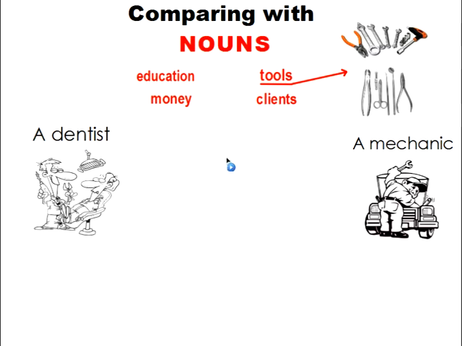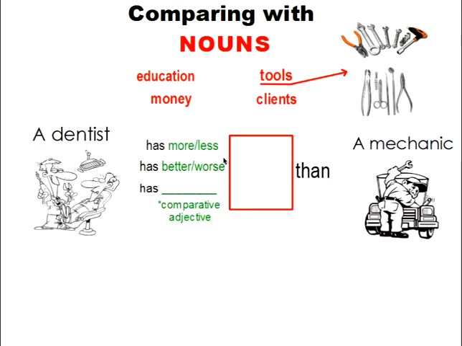So how can we compare using these things? Well, you can think that using more and less, you can talk about the quantity of a noun. If you use better and worse, you can talk about the quality of a noun. And we can use another type of comparative adjective to also talk about what type of a noun we are comparing. So let's just put these in here: education, money, clients, and tools, for example.